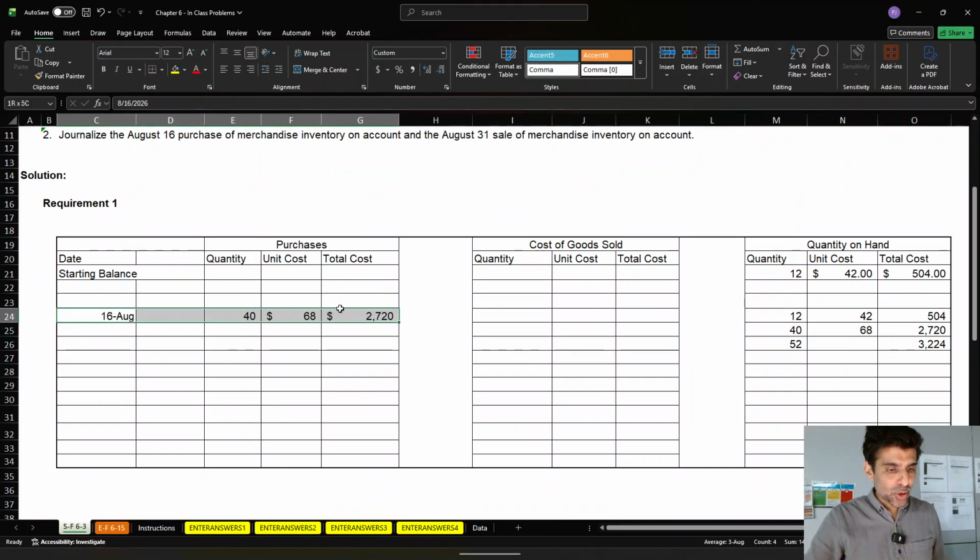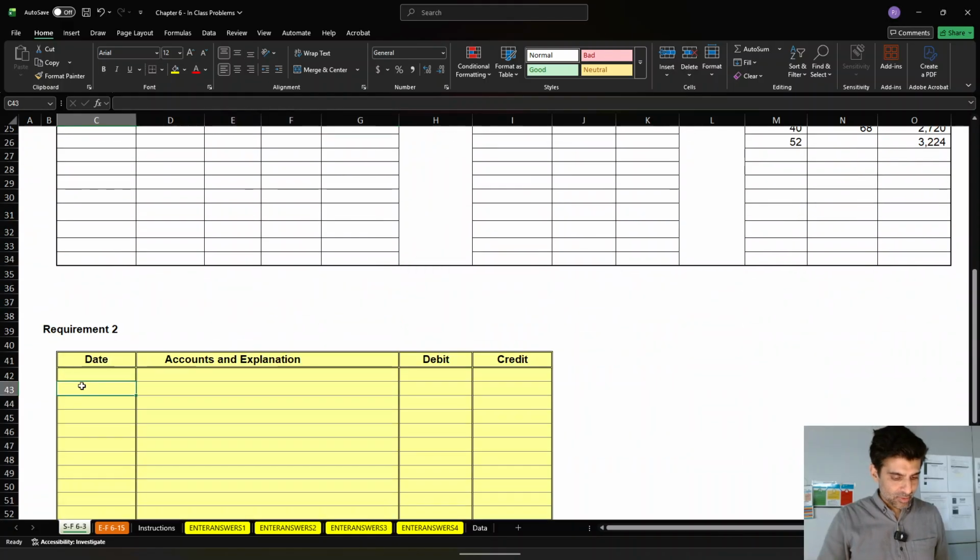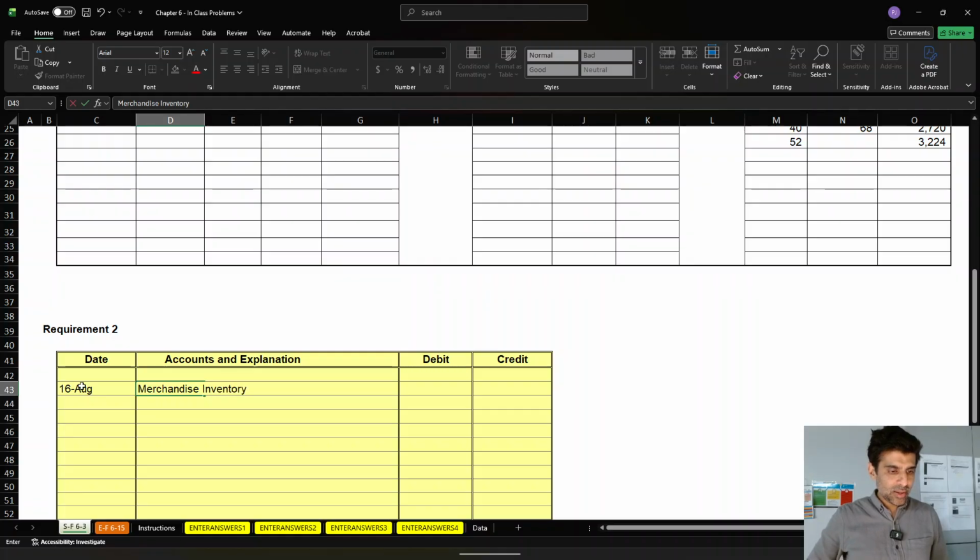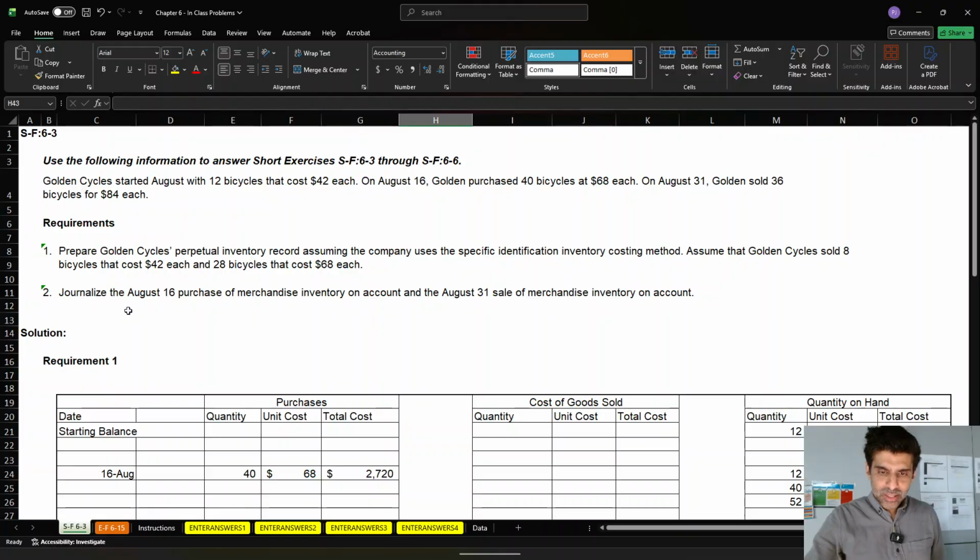Let's just do the journal entry for this August 16th. Okay, so August 16th, we're buying inventory, so merchandise inventory is going to be debited. And I don't know, we can assume accounts payable. It doesn't explicitly tell us. Or actually does it? Let's see. Purchase. Yeah, so it says on account, so it's accounts payable.